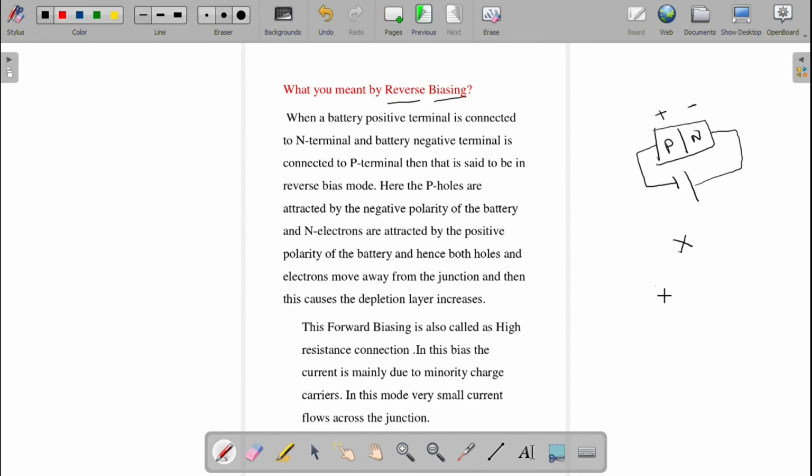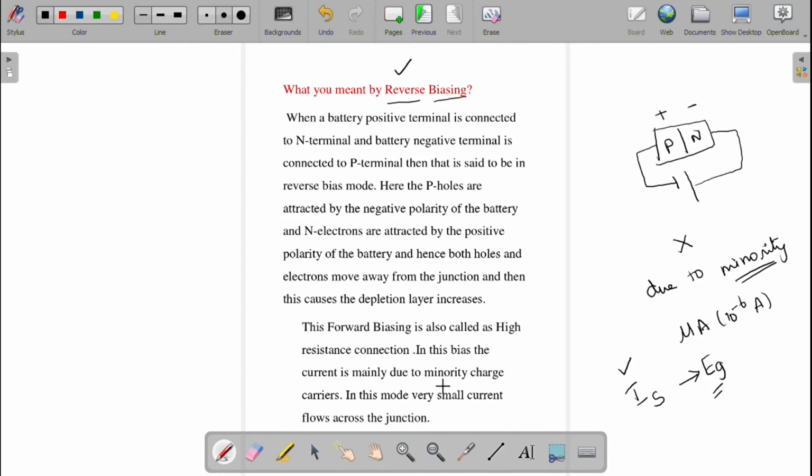But due to minority charge carriers, very important, a very small amount of current, in the order of microampere, that is 10 power minus 6 ampere, will flow in the circuit due to the minority charge carriers. That current is called the reverse saturation current. The reverse saturation current is related to the energy gap. Our aim in the experiment is to find the energy gap, so we are going to use reverse biasing and find the reverse saturation current to determine the energy gap.